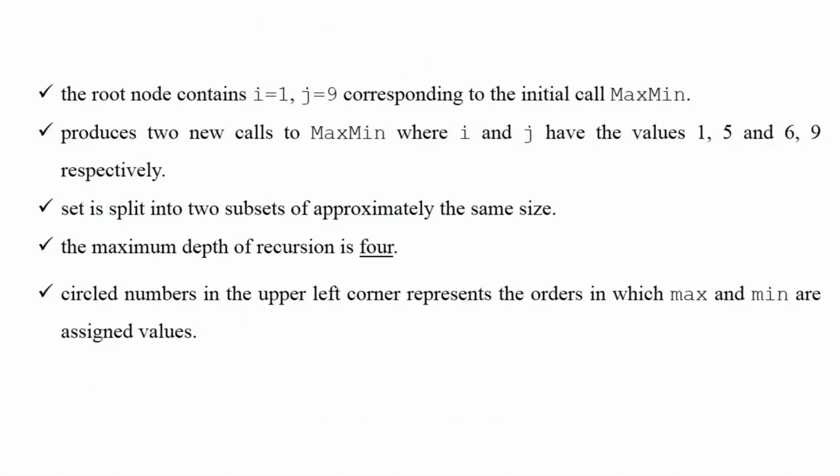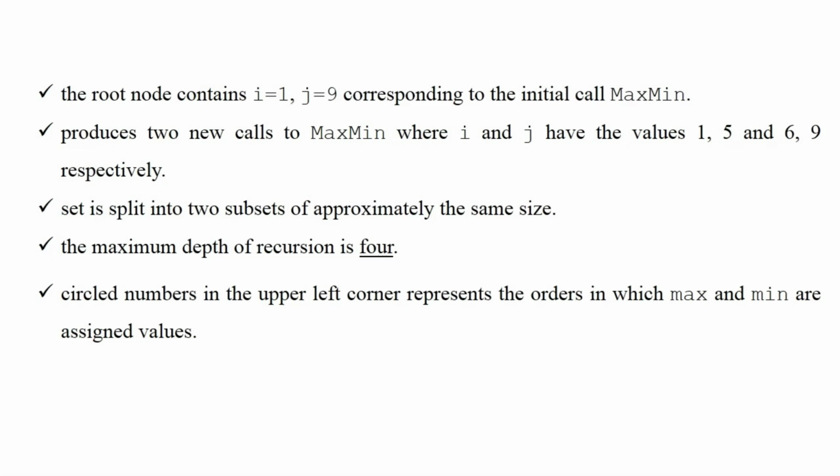So we have seen how the tree of recursive calls looks like. So the root node contains i is equal to 1 and j is equal to 9, corresponding to the initial call of the function max-min. This in turn makes two new calls to max-min where i and j have values. We have seen how to find the mid. So from i to mid and then mid plus 1 to j. Then this set is split into two subsets of approximately the same size.